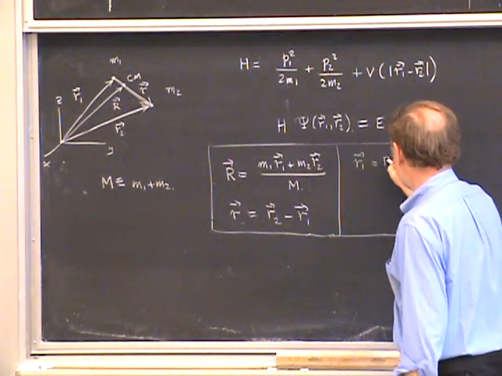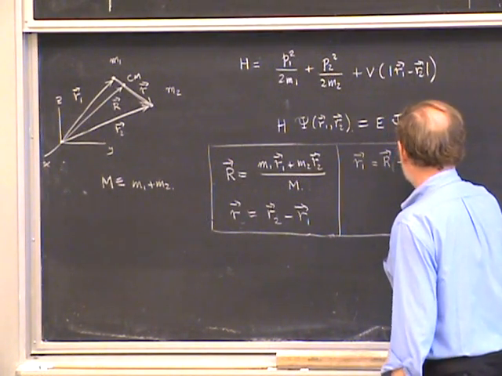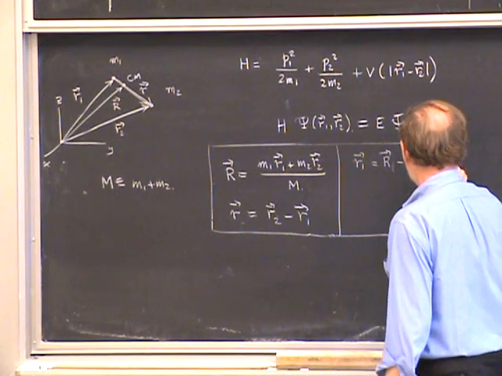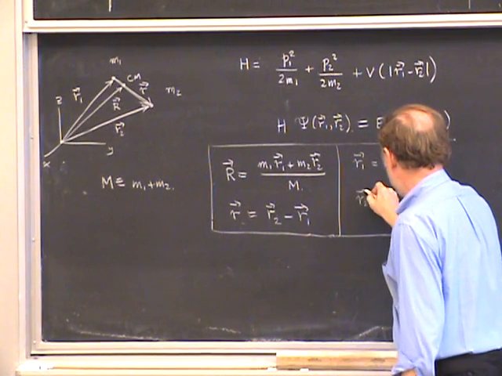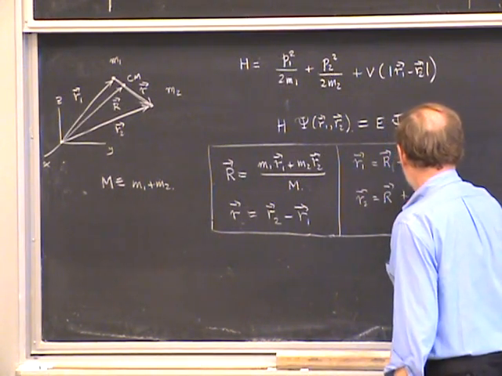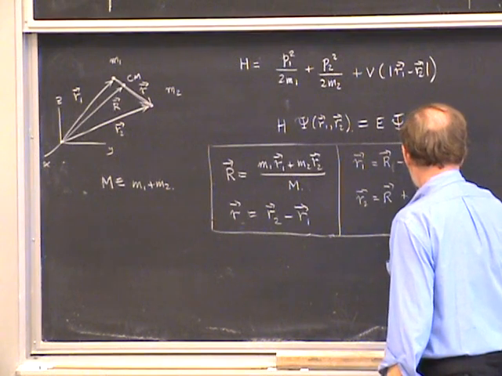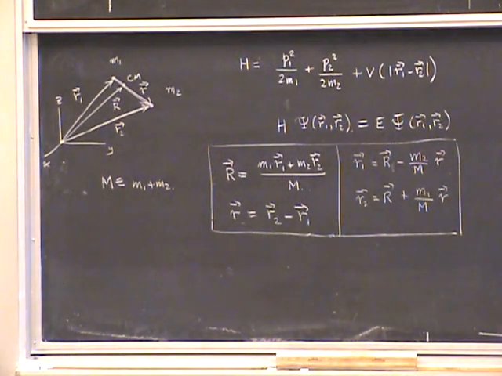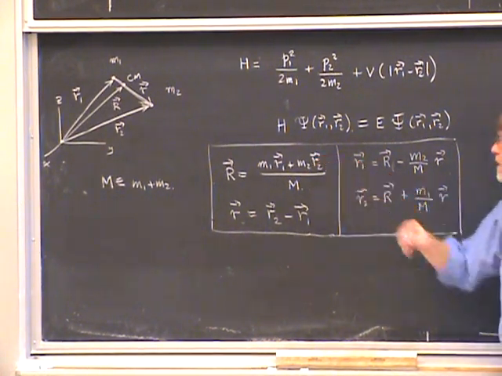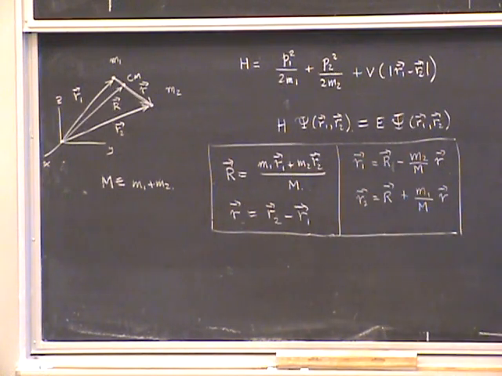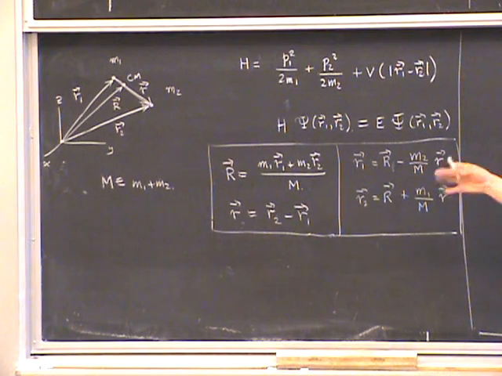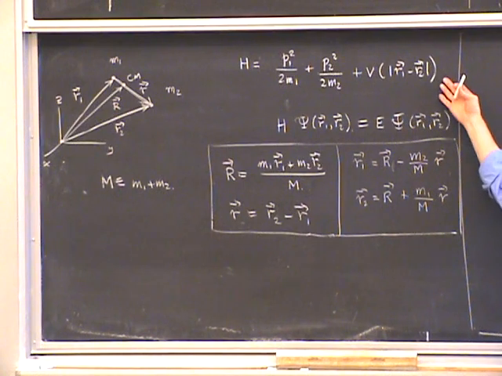R1 is equal to the center of mass position capital R minus m2 over capital M times the relative vector r. And R2 is the center of mass position capital R plus m1 over capital M times the relative vector r, like this. You can easily see for yourselves that if you let m1, let's say, go to infinity, you go back to the earlier situation we were talking about before, where one of the masses moves towards infinity. All right, so this is a transformation on the position coordinates, forward and backwards, to go from the old and new coordinate system. We'd like to transform the Hamiltonian over to the new coordinates.